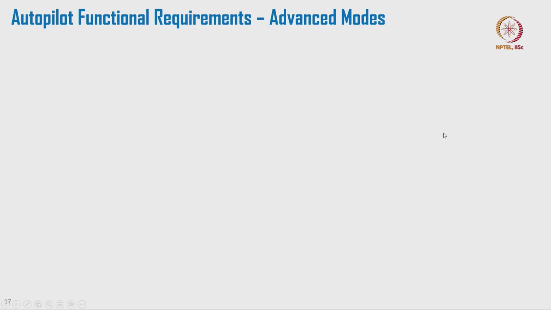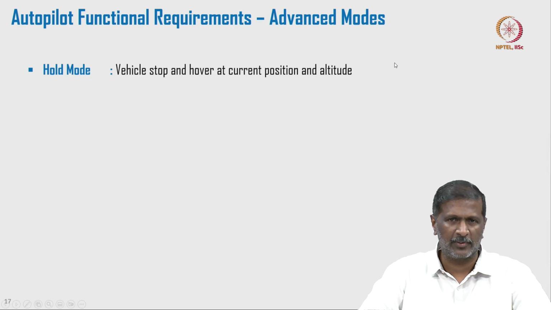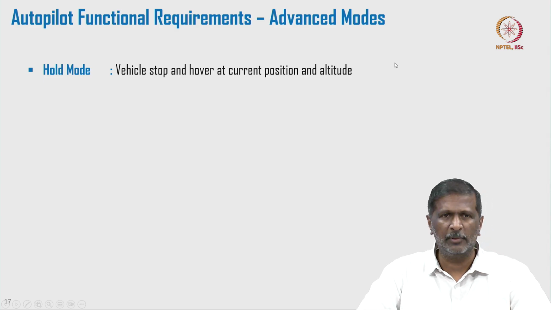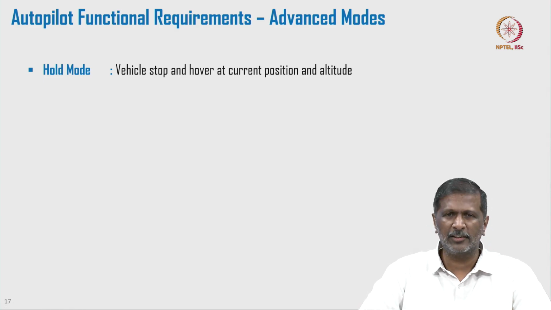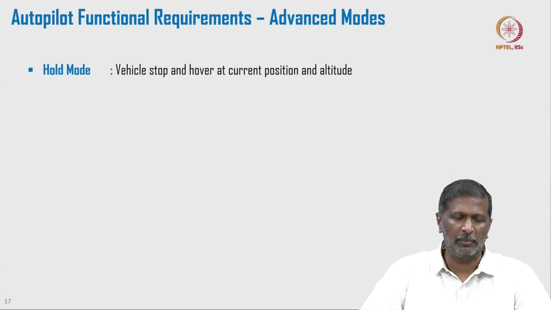Now let's try to understand the functional requirements in advanced modes. These are the basic modes; there are some advanced modes. Hold mode: you just want the drone to hold its position. The vehicle stops wherever it is and hovers at the current position and altitude. Suppose you lost communication and you want to check whether you can re-establish it. You can set it so that if communication is lost, the drone holds its position until you re-establish communication.